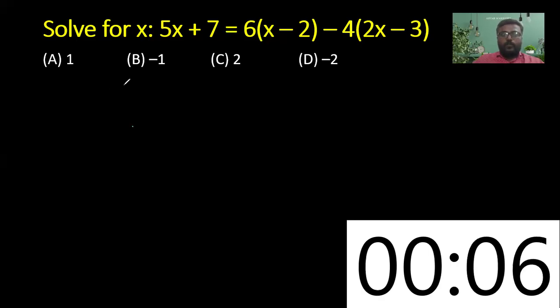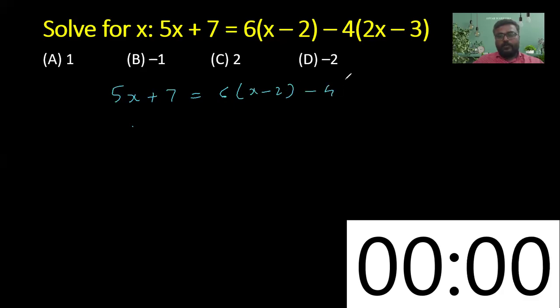There you go. So 5x plus 7 is equal to 6 times x minus 2 minus 4 times 2x minus 3. So first thing that we are going to do is, let's distribute this. 6 times x is 6x, minus 6 times 2 is 12. Now remember, there is a negative sign. All the signs are going to change. Negative 4 times positive 2x will become negative 8x. Negative 4 times negative 3 will become positive 12.